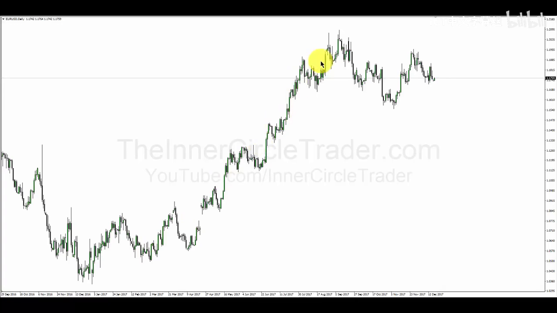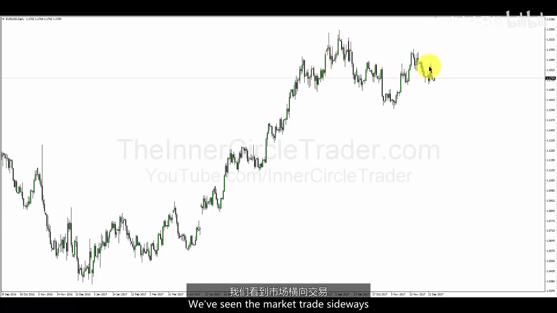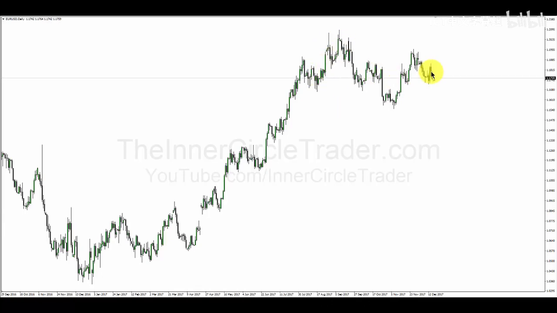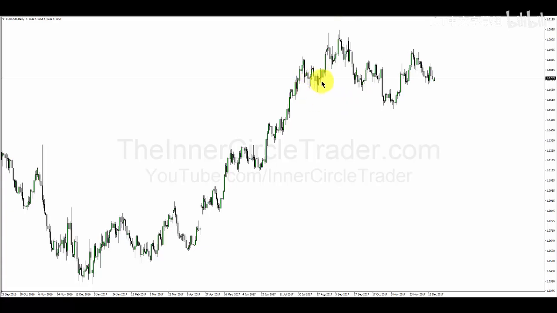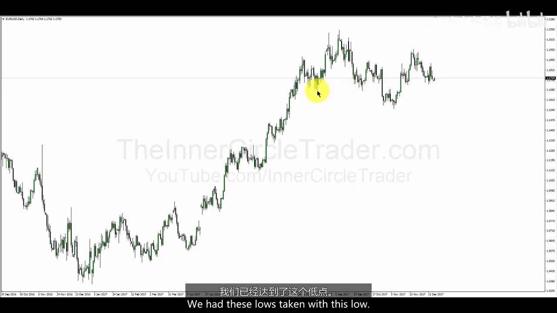This market has trended higher as the dollar index itself traded lower. We've seen the market trade sideways as we saw on the dollar index. Now, again, let's take a look at some ideas here. We've had a high traded through, it broke down, took out that swing low, traded back up in here, broke it. Now we broke this high, we tried to go higher, and now we're sitting with equal lows. We have these lows taken with this low. So again, same scenario. We could be stuck in this range for the remainder of December.